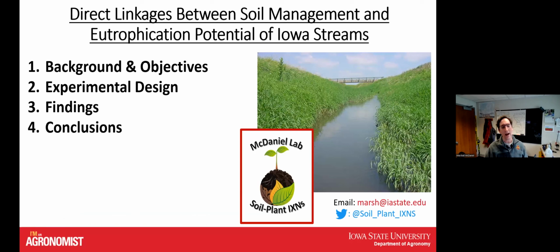I'll cover some background and objectives of the study, a little bit on the experiment design, the findings, and then some conclusions, some take-home messages. If I do not get to your question, you can email me at marsh@iastate.edu, and you can find all the cool research that folks in my lab do. I try to just stay out of their way. It's at soil_plant_IXNS, which is short for interactions.